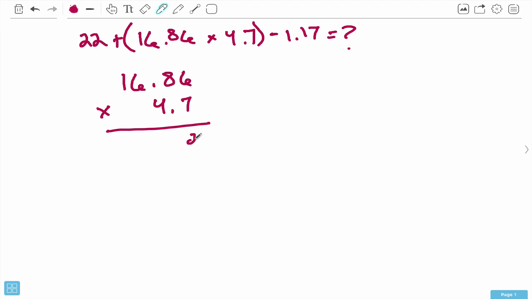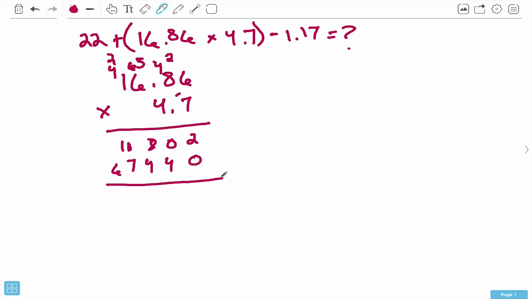So 6 times 7 is 42, carry the 4. 8 times 7 is 56, plus 4 is 60. So we put the 0, carry the 6. 7 times 6 is 42, plus 6 is 48, carry the 4. 7 times 1 is 7, plus 4 is 11. Pen didn't want to work. Carry the 0. So 6 times 4 now is 24. Carry the 2. 8 times 4 is 32, plus 2 is 34. Carry the 3. Sorry, my writing is getting progressively worse as this video goes on. 6 times 4 again is 24, plus 3 is 27. Carry the 2. 4 times 1 is 4, plus 2 is 6.